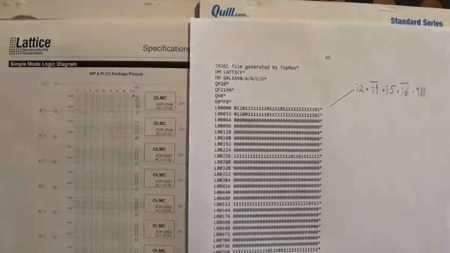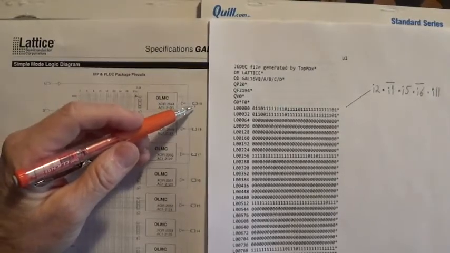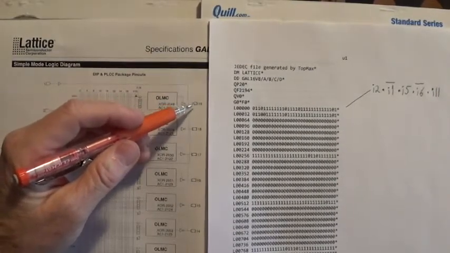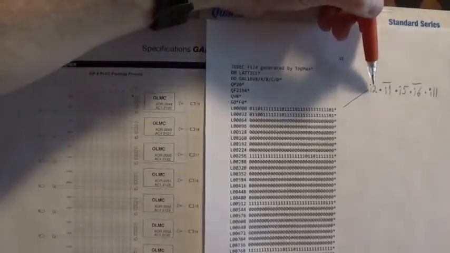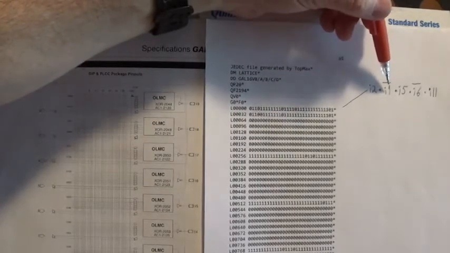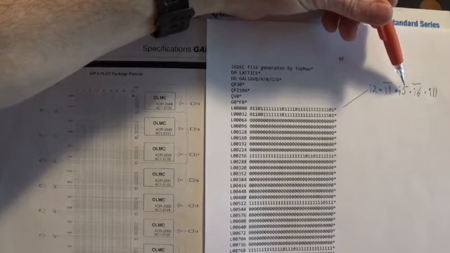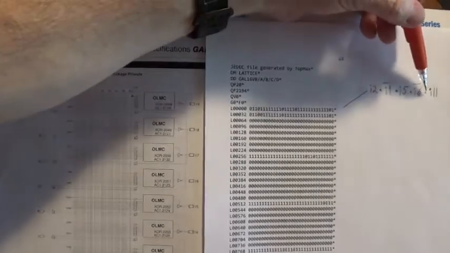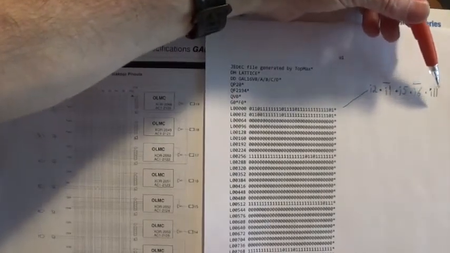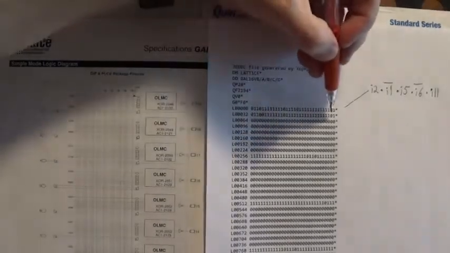Okay, so to make pin 19 go active, to change states, pin 2 needs to be high, pin 1 needs to be low, pin 5 needs to be high, pin 6 needs to be low, and pin 11 needs to be high. Okay, now we're not done yet because we have an OR line here.